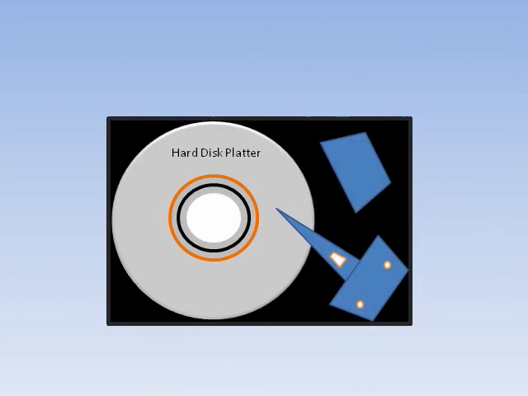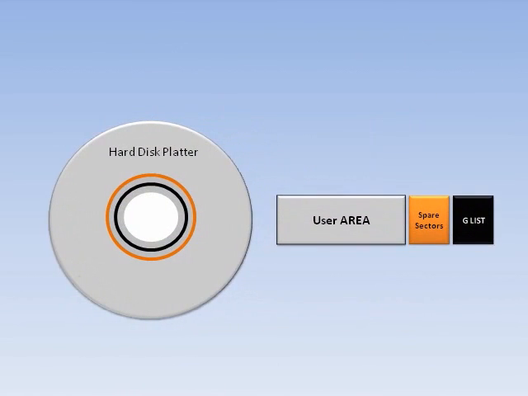Consider this simple rendering of a hard drive. For the purposes of this demonstration, we'll focus on the user area, shown in gray, the spare sectors, shown in orange, and the GList, shown in black.